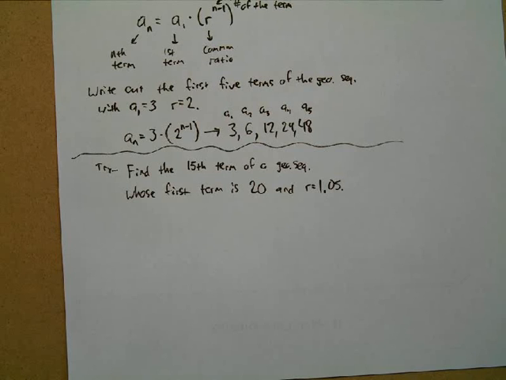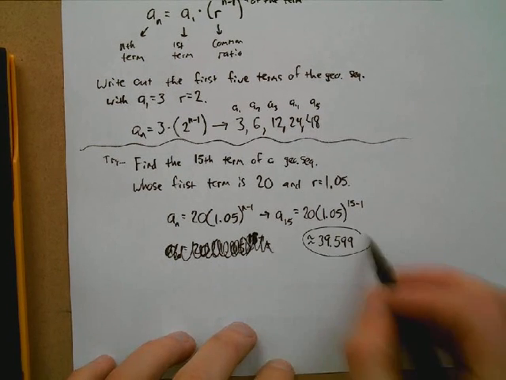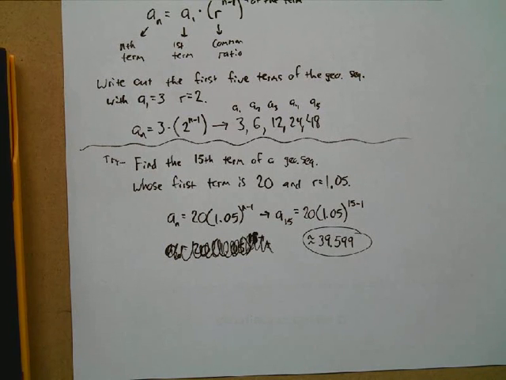Okay. There should be our answer there. I originally made a mistake here, so I scratched it out. I accidentally tried to find the 20th term. So there's lots of numbers flying around here. Just make sure you're putting the right number in the right spot. Okay. 39.599, approximately. Right. Questions on any of that?